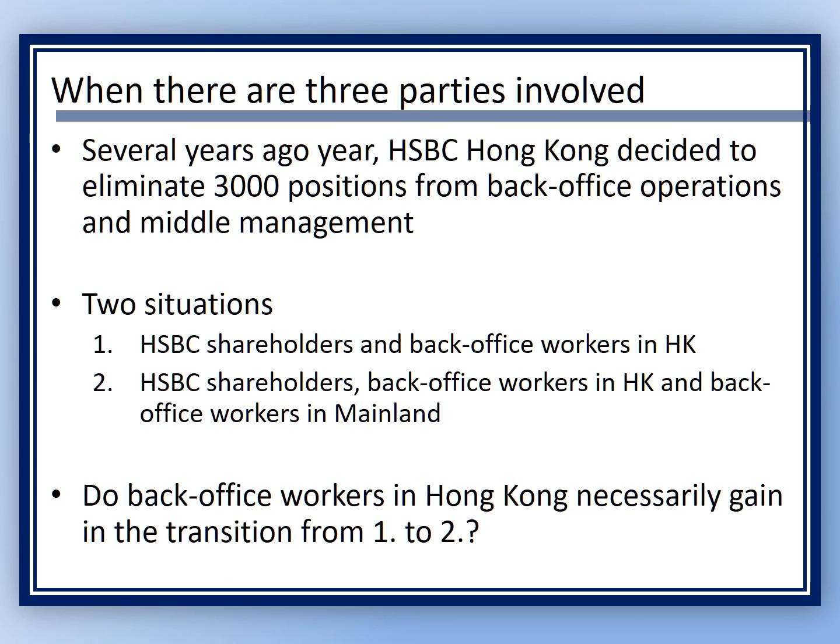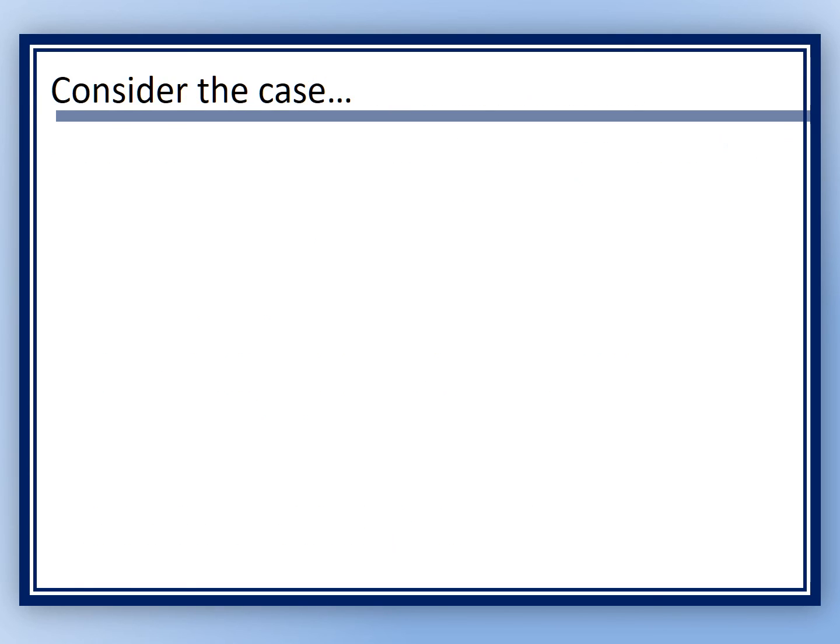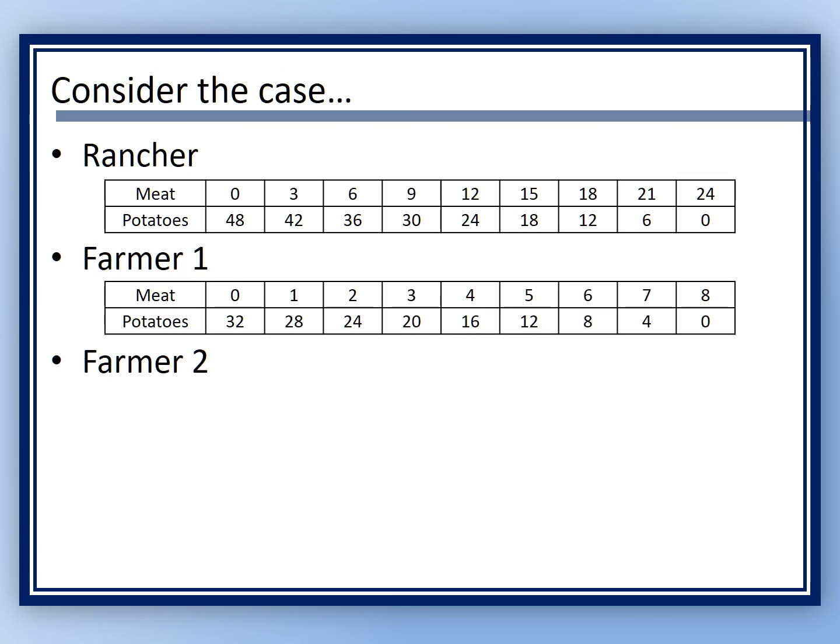We say that trade is good, but do the back office workers in Hong Kong necessarily gain in the transition from one to two? So you go from a situation where you have just Hong Kong workers to a situation where you have Hong Kong workers and mainland workers. Is that good? To think about that, let's go back to the farmer and rancher example.